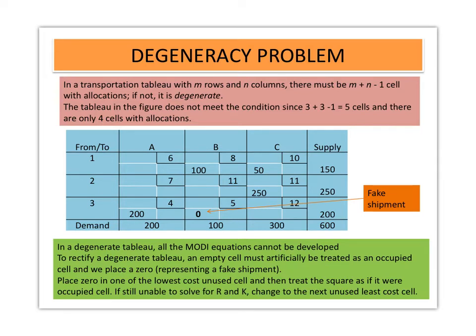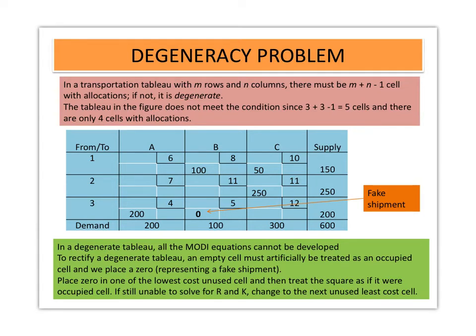But what happens here, we only have 1, 2, 3, and 4 occupied cells. Okay, don't look at this, this is later. So the number of rows plus the number of columns minus 1, which is 5, does not equal the number of occupied cells. Okay, 1, 2, 3, 4. So we have a degeneracy problem in this transportation table.